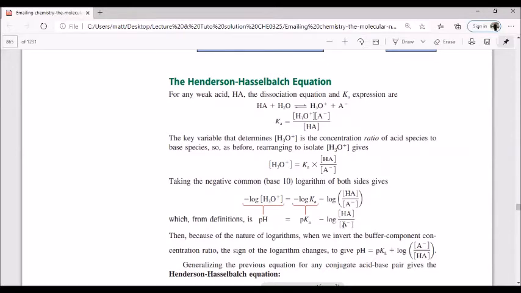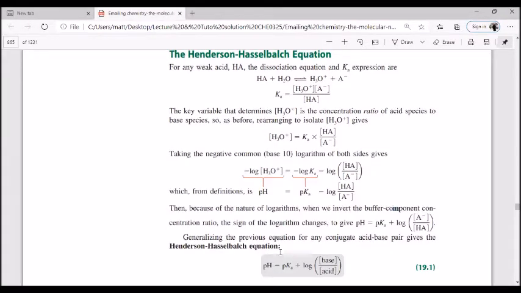If we want to make it positive, we invert the ratio, A minus over HA. So pH equals pKa plus log of the concentration of the conjugate base over the concentration of the acid. We can use this equation to solve any problem involving a buffer reacting with a strong acid or strong base. Let's use the Henderson-Hasselbalch equation to solve problems.